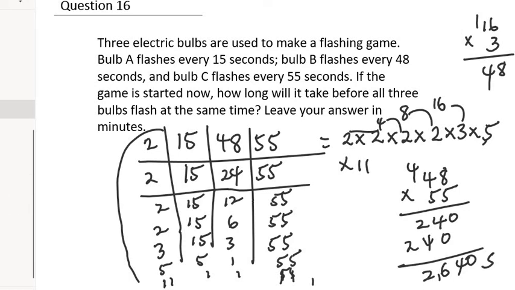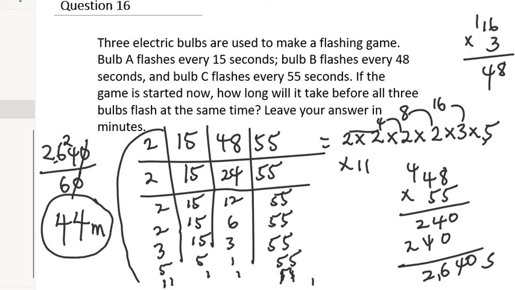The instruction says, leave your answer in minutes. To get my final answer, I'll change 264 seconds to minutes by dividing by 60. 0 cancels 0. 6 into 26 is 4. Remainder 2. 6 into 24 is 4. 44 minutes will be my final answer. Okay, that's for question 16.